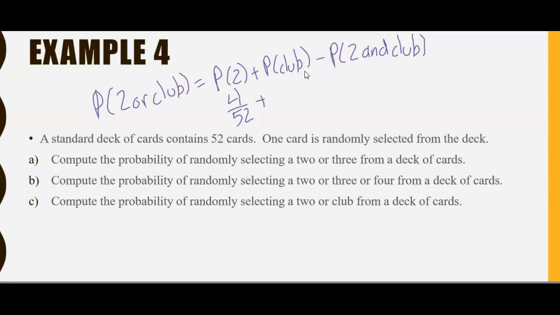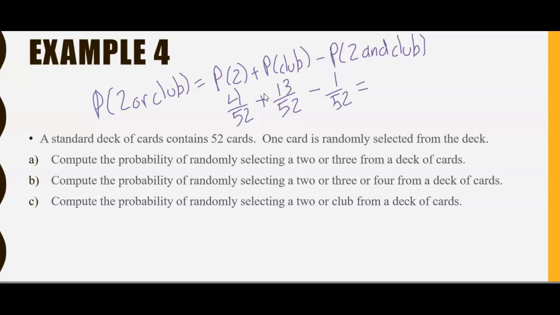Probability of a club. Now you gotta think. Each suit has how many cards? There's a total of 13 cards in each suit. So then there's 13 out of 52 clubs. And then here's the part that most people will forget. There is an intersection between a 2 and a club. There is a 2 of clubs. So we have to subtract that one intersection.